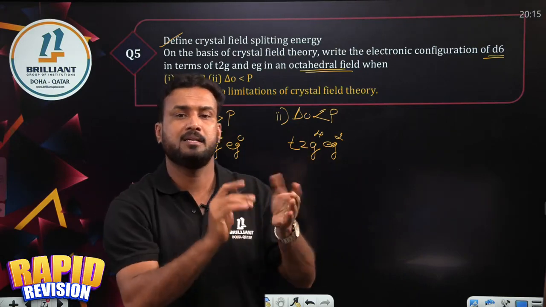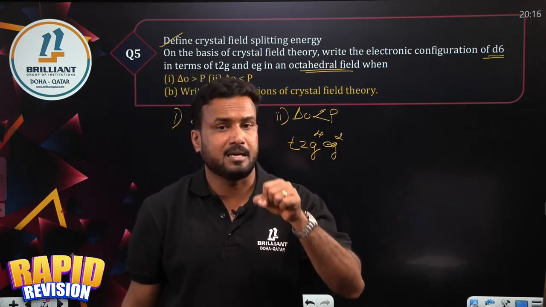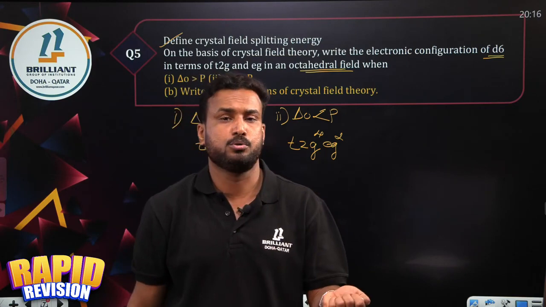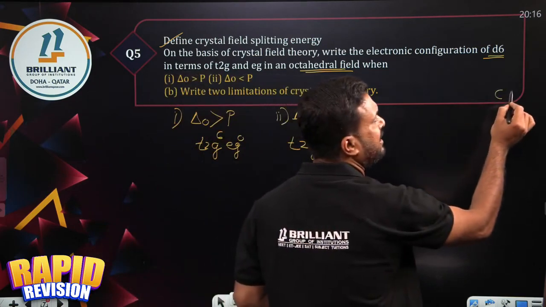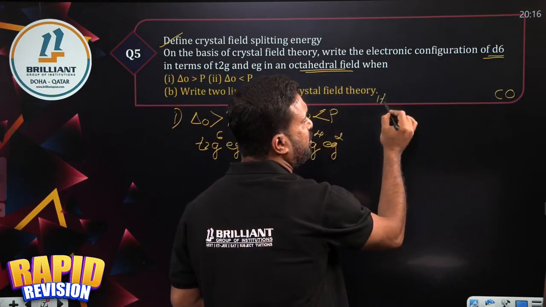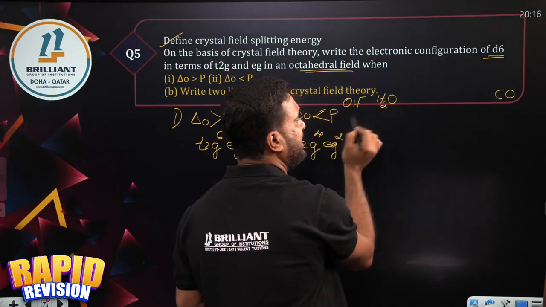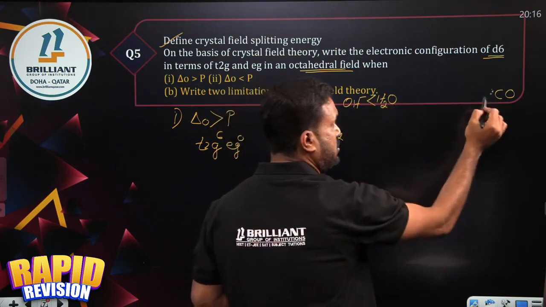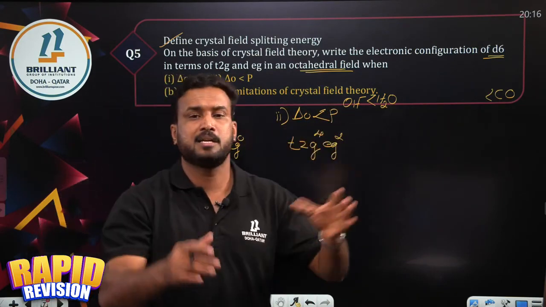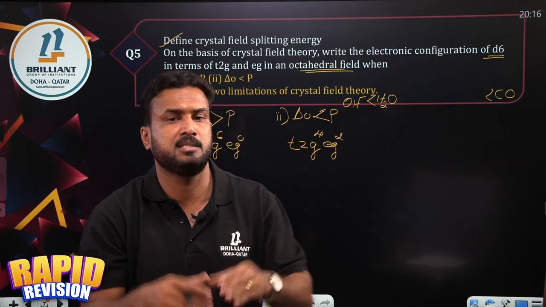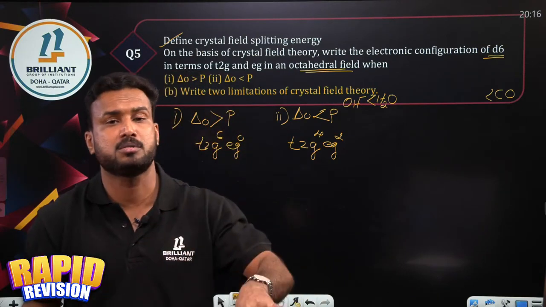But the order of the ligands does not follow this. So what is the first limitation? Negatively charged ligands are expected to cause more splitting than neutral ligands, but the order is different. The strongest ligand we consider is CO, but H2O is neutral. Take OH minus: OH minus is a negatively charged ligand, but it is weak, while the neutral one is the strongest. That is one limitation. Another limitation: they consider only d orbitals for crystal field splitting energy and ignore s and p orbitals, even though pi bonding and all can occur.